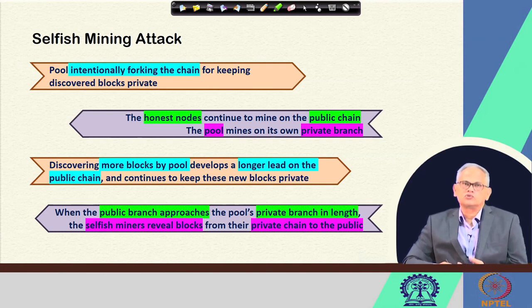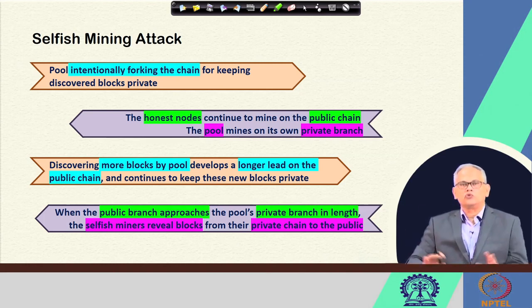Now, the honest nodes will continue to mine on the public chain. So, the public chain is the one that is known to everybody. But the pool, by pool I mean this attacker's pool, keeps on mining on its own private branch till certain conditions are met.